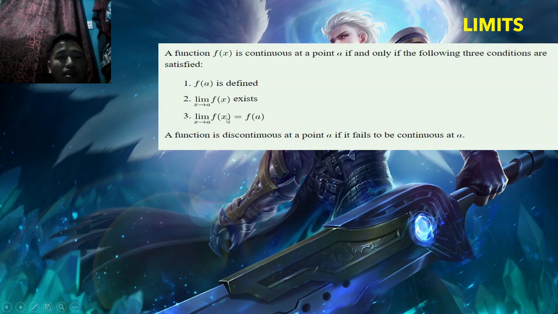So actually, class, it looks like we just substitute, right? If we substitute a, it is f of a. Okay, so it is continuous at that point a. A function is discontinuous at a point a if it fails to be continuous at a.